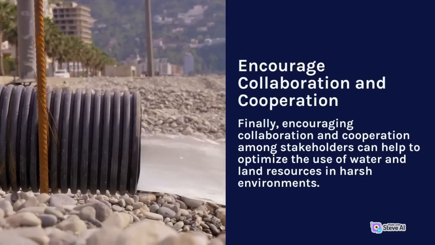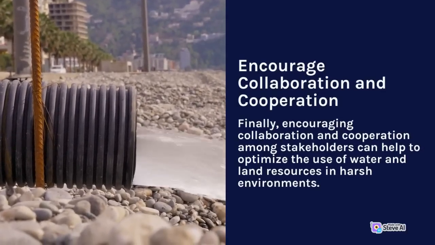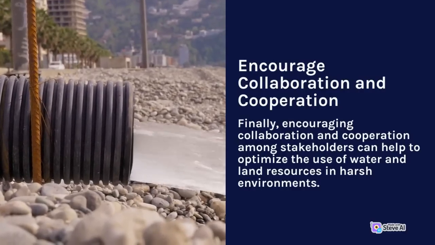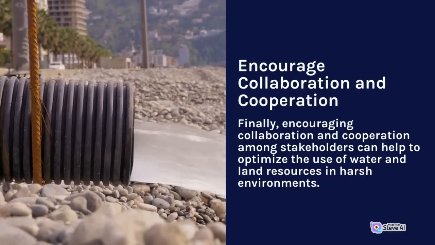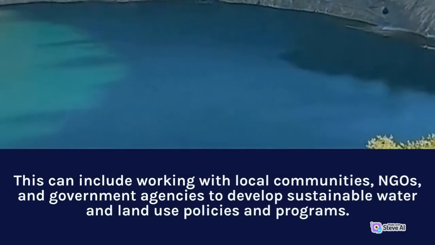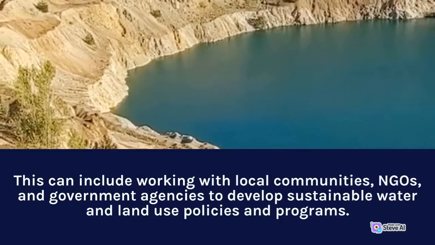Encourage collaboration and cooperation. Finally, encouraging collaboration and cooperation among stakeholders can help to optimize the use of water and land resources in harsh environments. This can include working with local communities, NGOs, and government agencies to develop sustainable water and land use policies and programs.